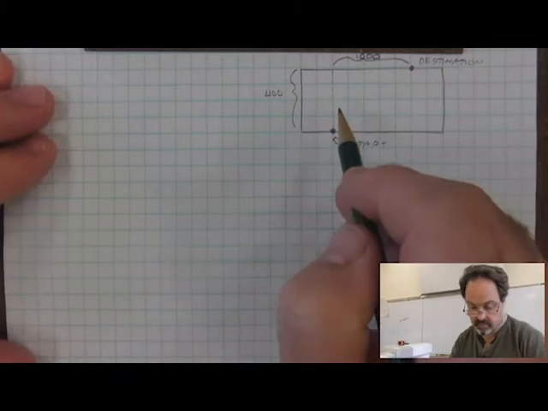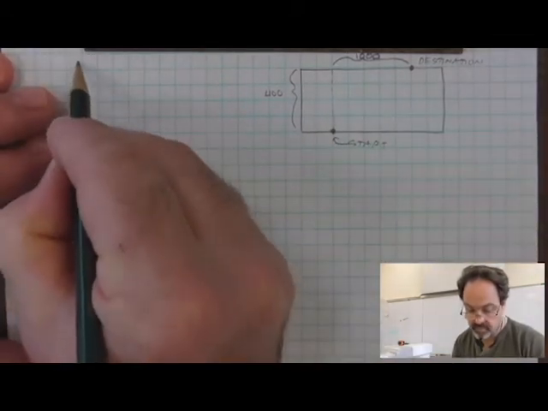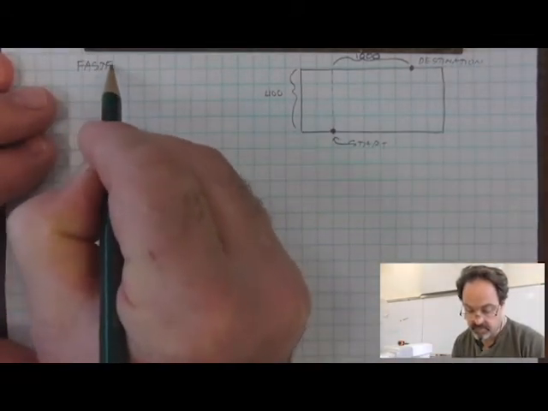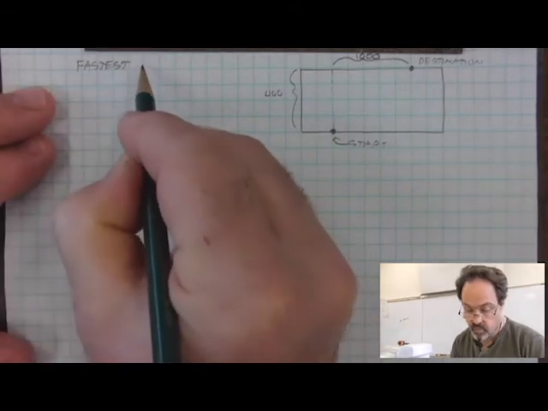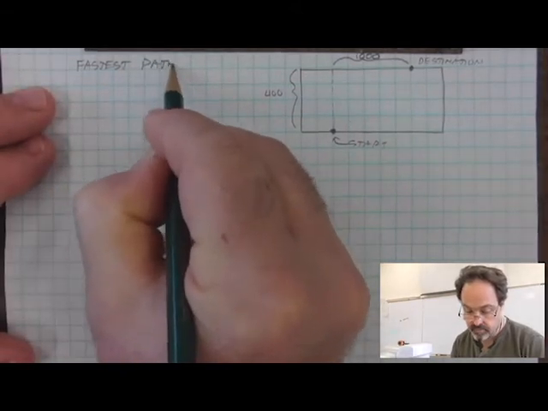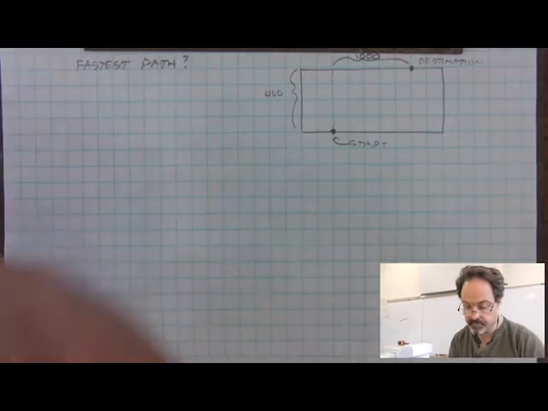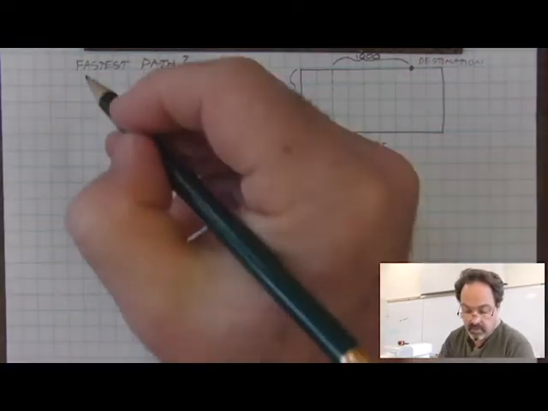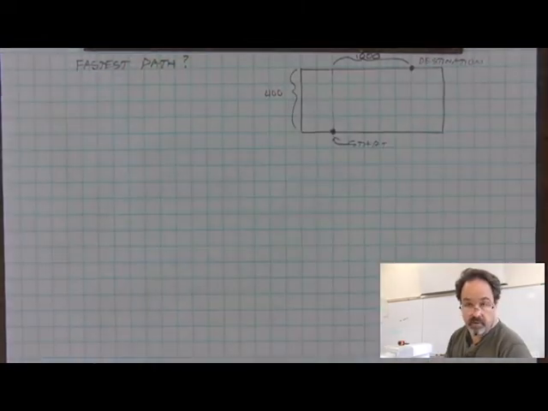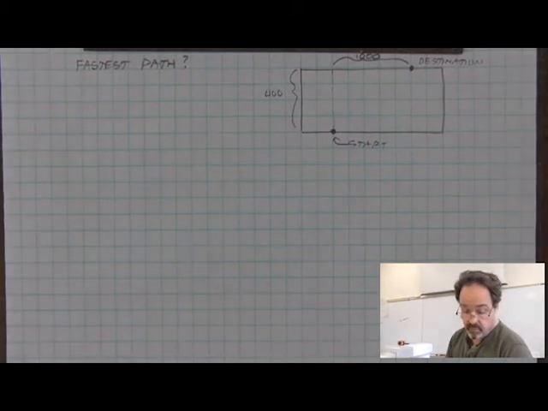We could ask, what is the fastest way to get to our destination? This is an optimization problem because we're asking for a fastest, an ideal time, the shortest amount of time, which will give us the fastest way to go.